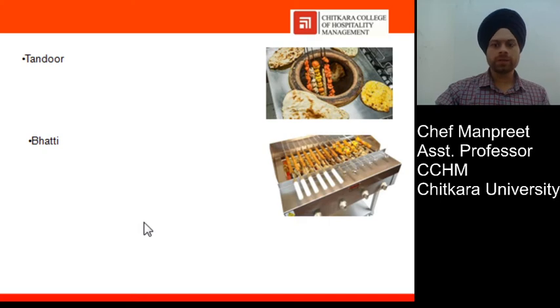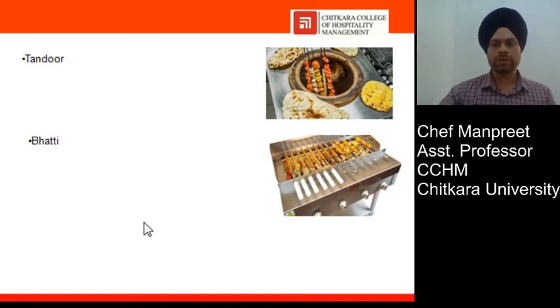Tandoor is one of the most significant parts of Punjabi cuisine because it plays a very important role. Many of the Punjabi delicacies are prepared in this tandoor, and this tandoor is run on coal or wood, and it provides a very woody or charcoaly flavor to the dish. And various kebabs are prepared, and one of the kebabs from Punjab is tandoori chicken, and it is prepared in the tandoor.